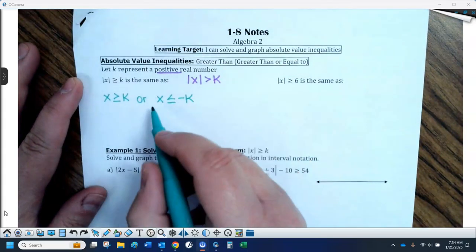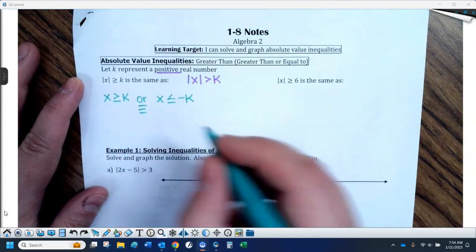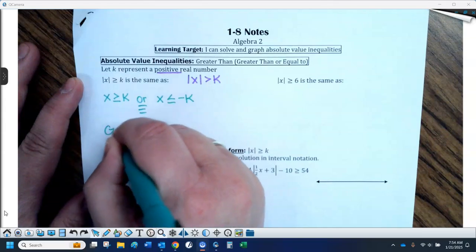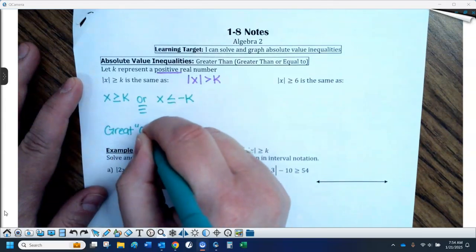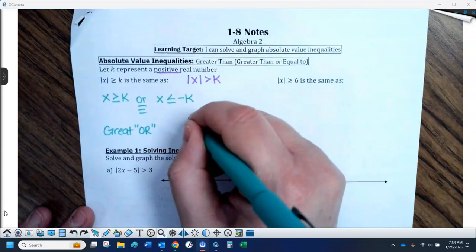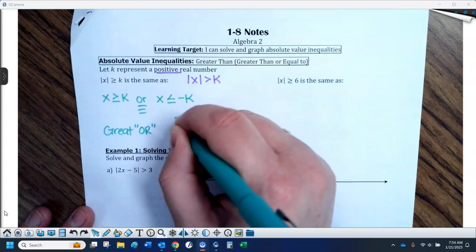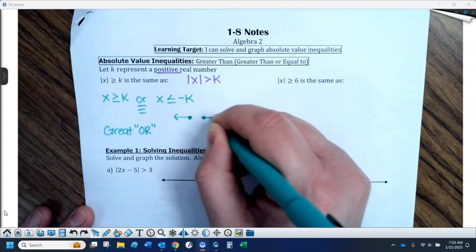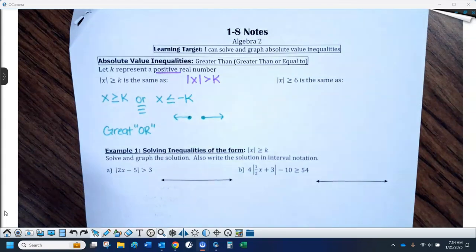This is an or statement, and I remember this as "great-or", because it's a greater than or equal to. So with an or statement, remember when you graph these, if I had this on a graph, the two arrows on the number line would point away from each other, one or the other.